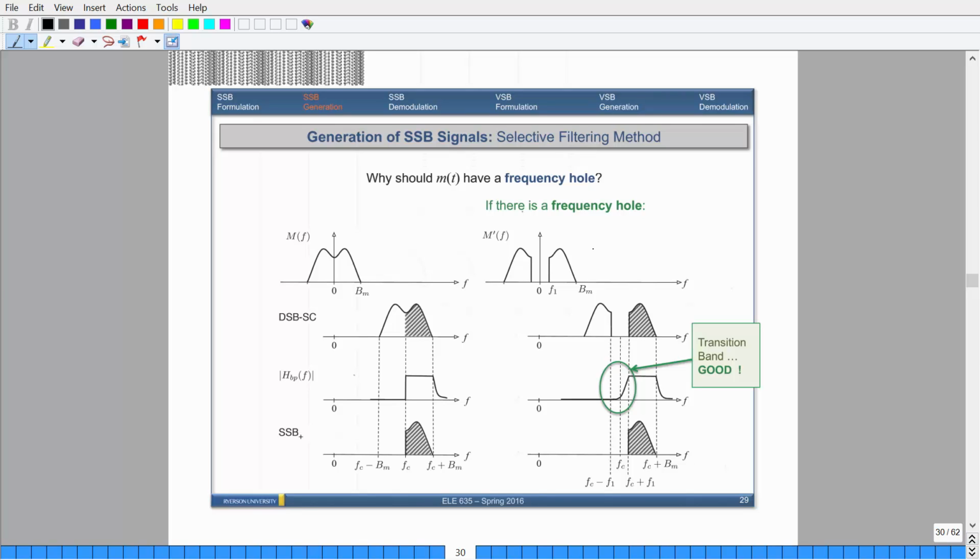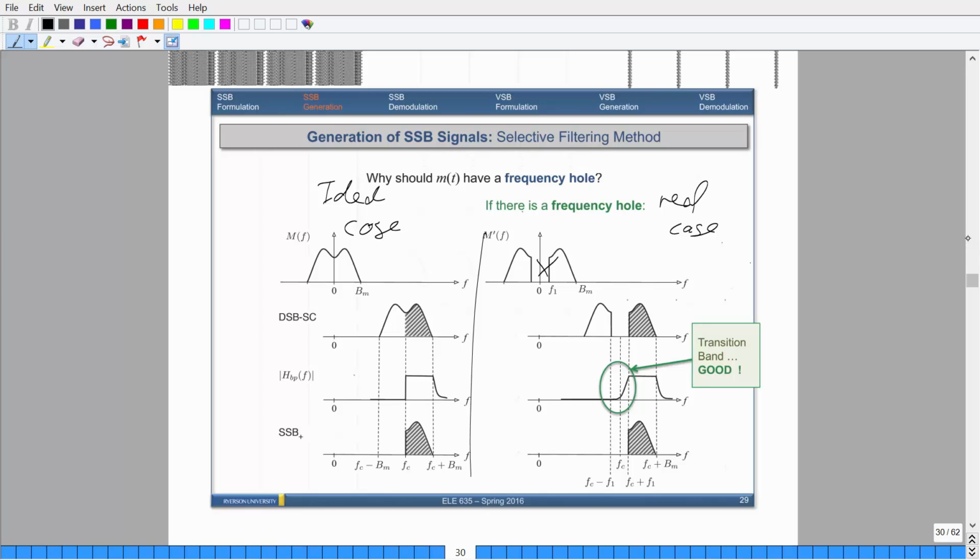This diagram is actually a better representation of what I want to talk about. If there's a frequency hole, remember that from 0 up to some frequency f1, there are no frequencies. So this is what it would look like. This is the ideal case, and this is the real case. In the real case, if I were to modulate the signal, everything is transferred over. This is f_c here, as we talked about, and when you actually generate a bandpass filter, this here is what's known as the transition band, and this would be a realizable bandpass filter.